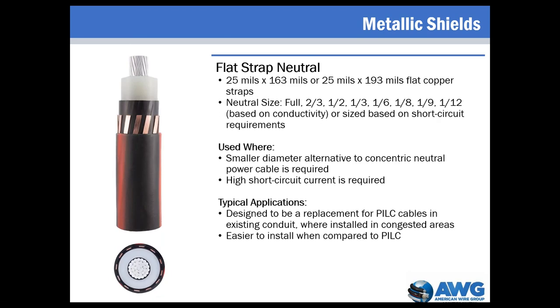Flat strap shields usually consist of solid rectangular bare copper straps, ranging in size depending on the manufacturer. As with a round concentric wire shield, size is typically based on conductivity, but may be based on a minimum specified short circuit capability instead. Medium voltage cables with a flat strap neutral are typically used where a smaller diameter alternative to concentric neutral power cable is required. Replacement of an existing installation of paper insulated lead sheathed cable, or PILC, in underground duct is a prime example.